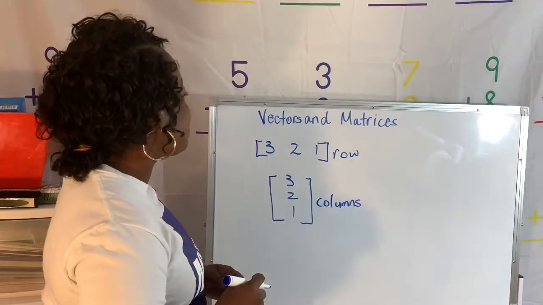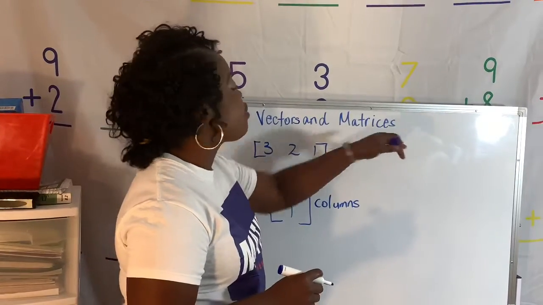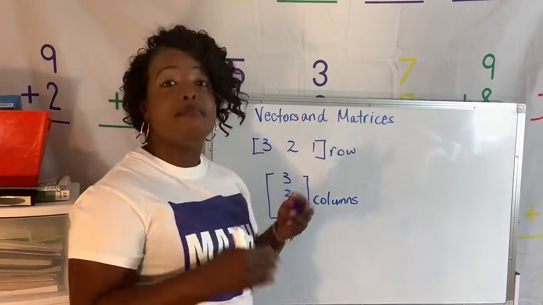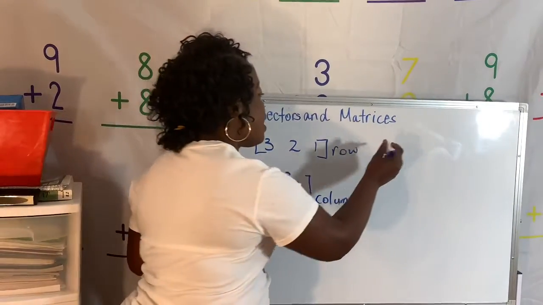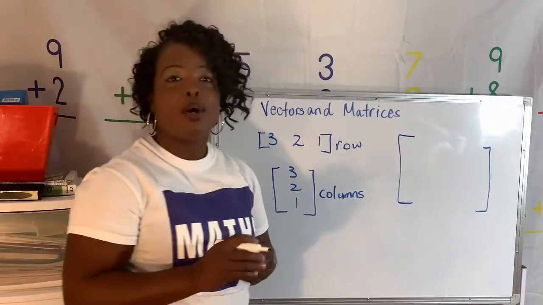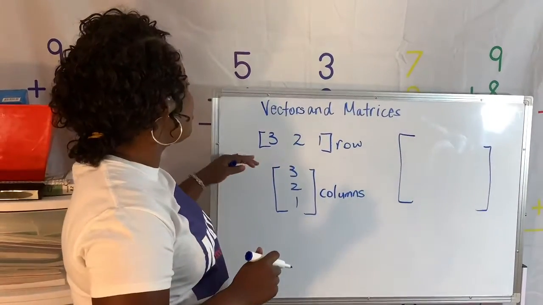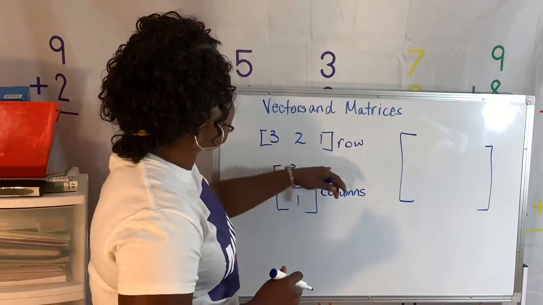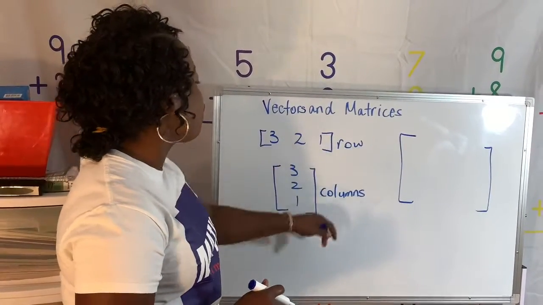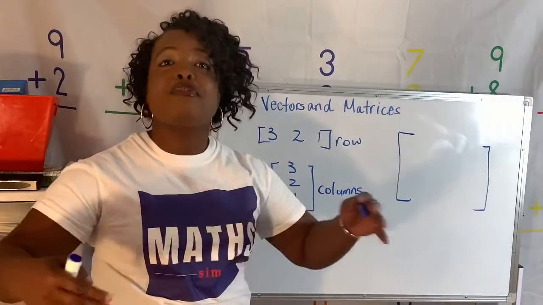Now let's turn our attention to matrices. The singular is matrix, and the plural is matrices. A matrix is just an array of numbers. So instead of having my numbers in a list going horizontally or vertically, as a row or a column, I'm going to have an array of numbers.